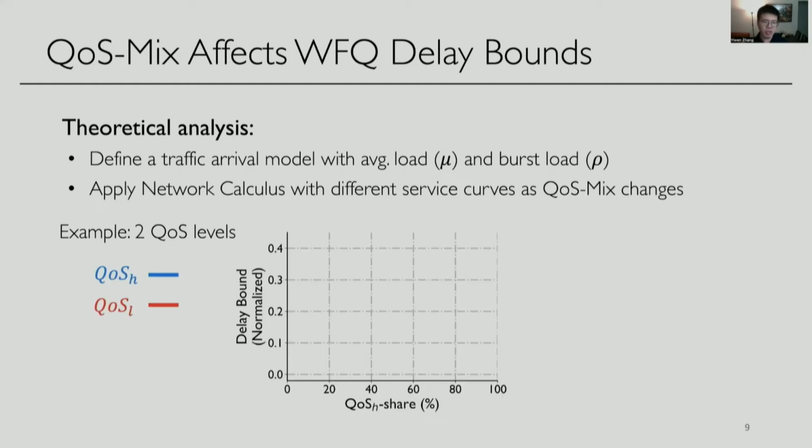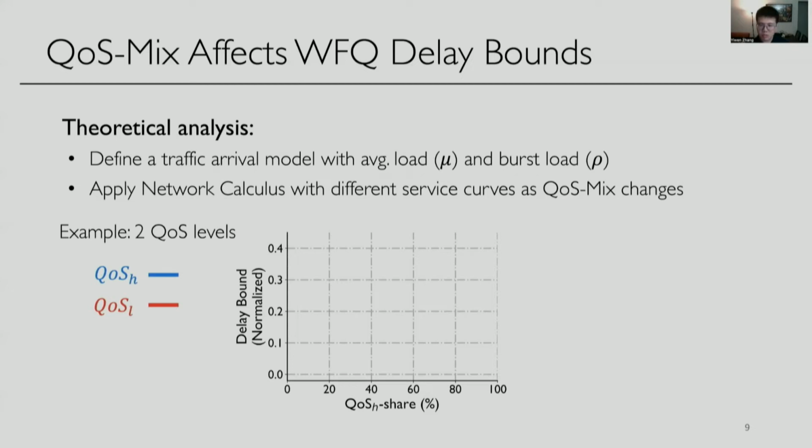Here in the figure, we have the vertical axis representing the delay bound and the horizontal axis representing the QoS high share. A 20% QoS high share in this case means that 20% of the traffic is assigned to QoS high, and the remaining 80% of traffic is assigned to the other QoS level, which is QoS low. There are two takeaways in this example.